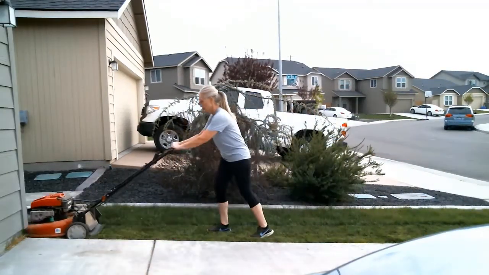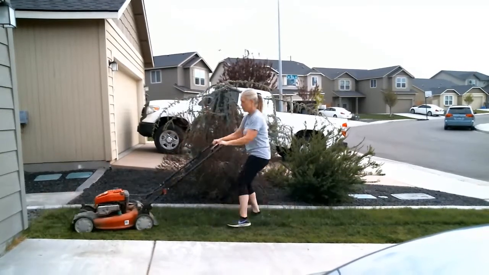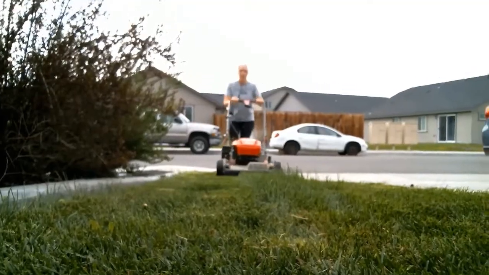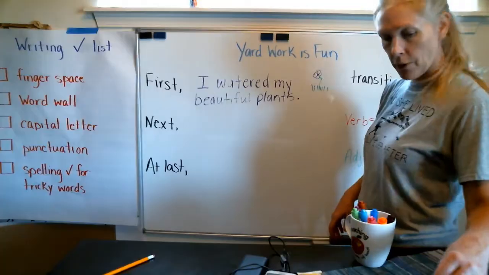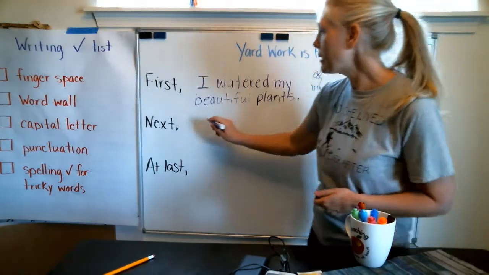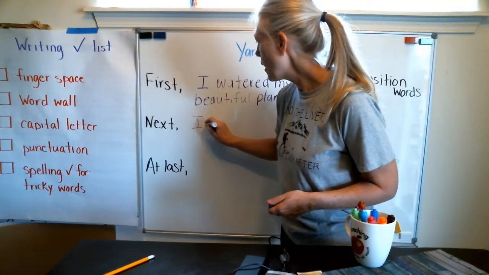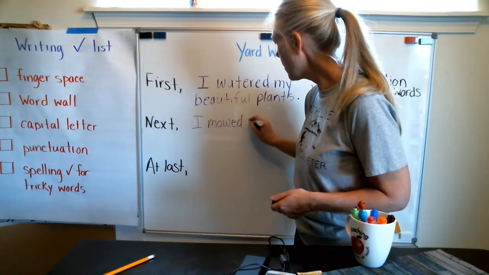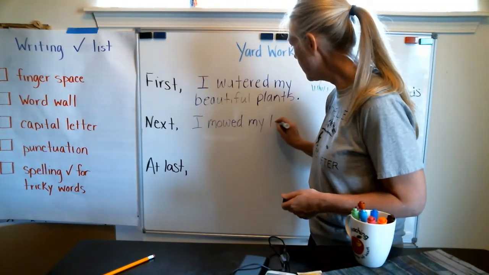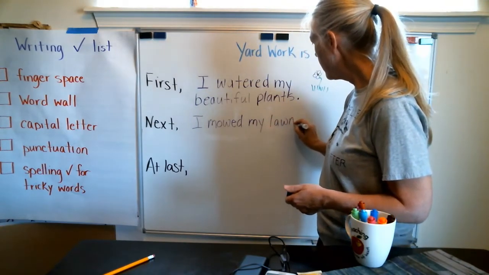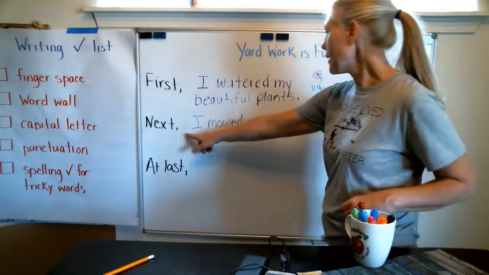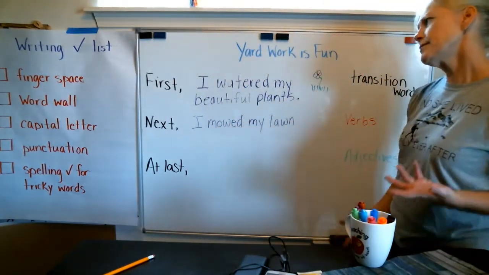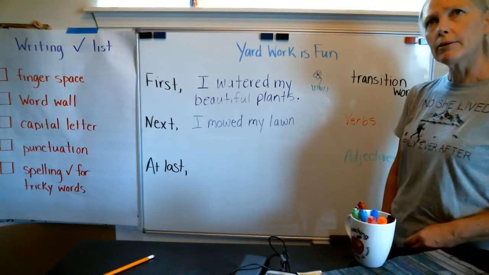So you have to use a lot of arm strength in order to pull that cord back to start that mower. So I am going to say next, I mowed my lawn. My transition word was next. My verb is mowed. And for adjectives, my noun is lawn.